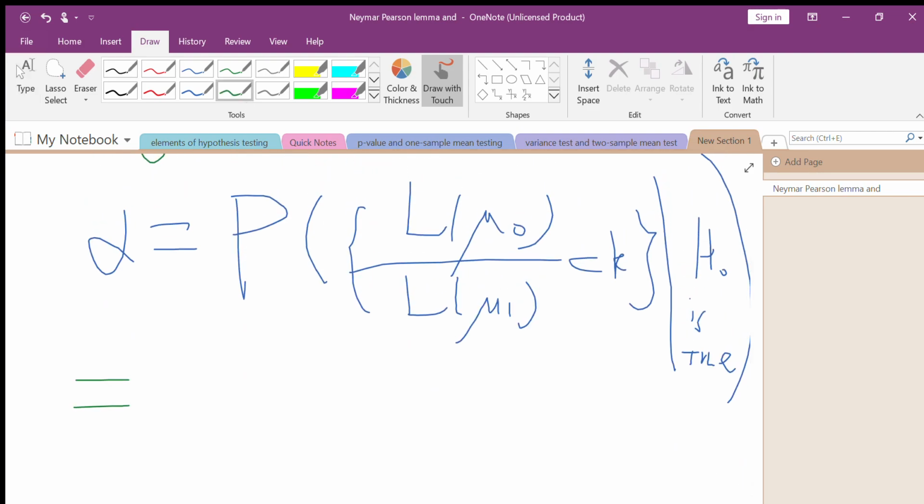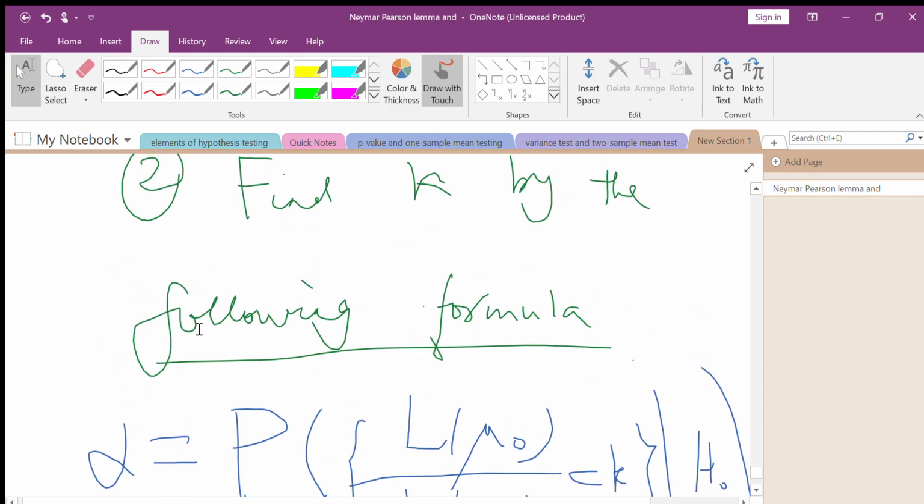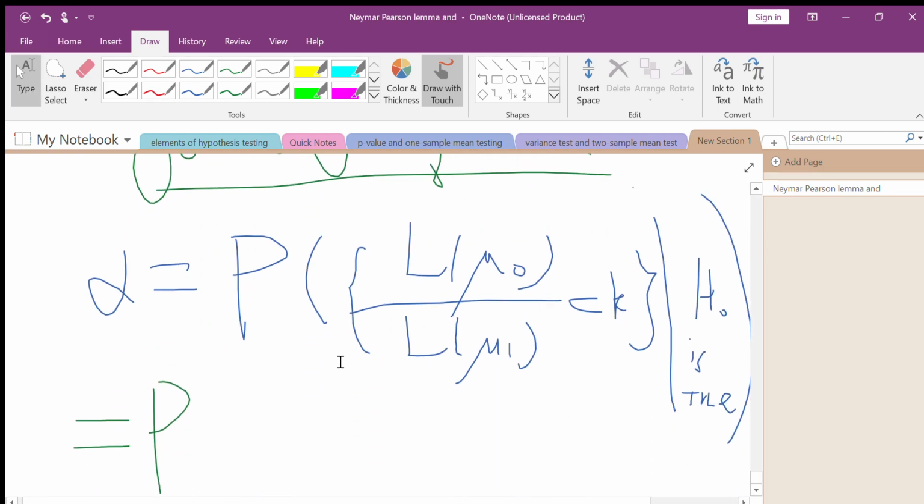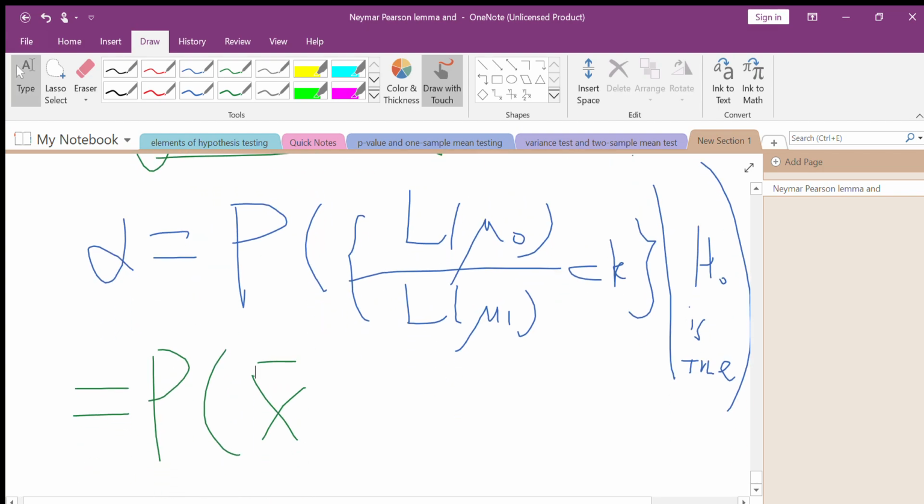And this is equal to what? Because in the first step we found this useful representation, we write here the probability of capital X bar, because this is probability. To quantify probability, we substitute small x bar with capital X bar greater than some arbitrary constant denoted as k, given H null is true. So H null is what? H null is mu equals mu0.